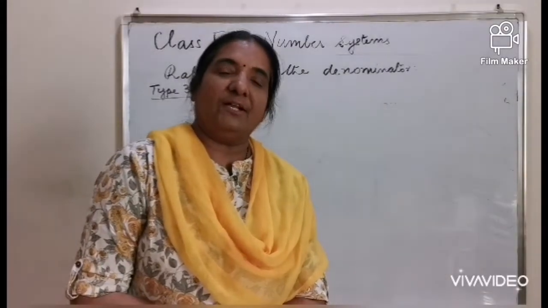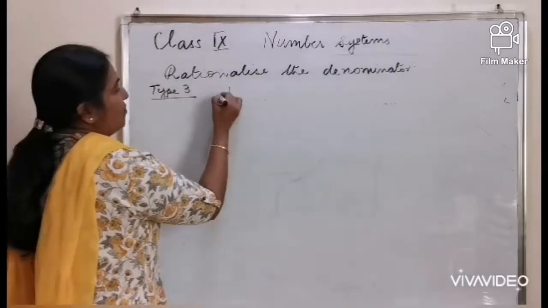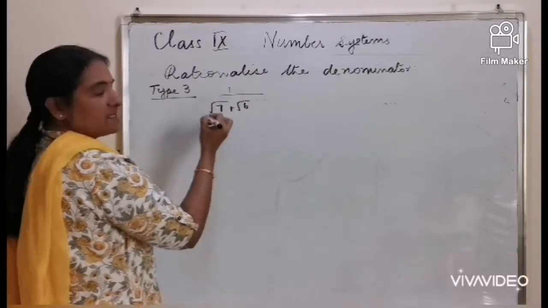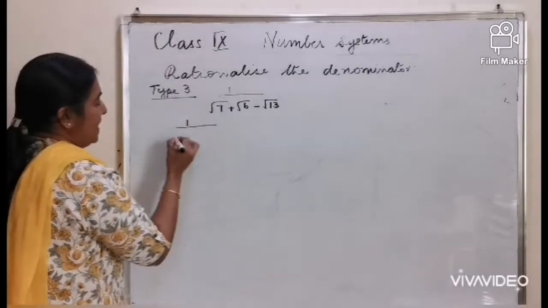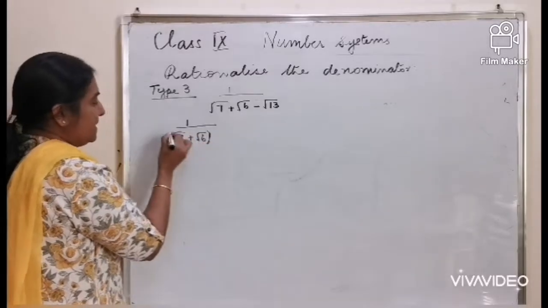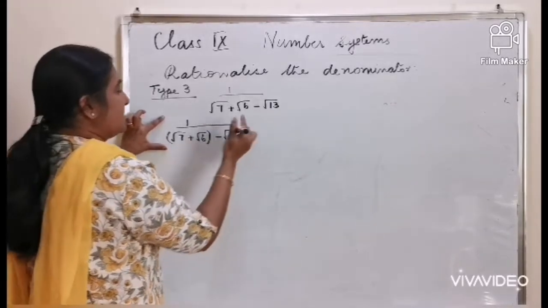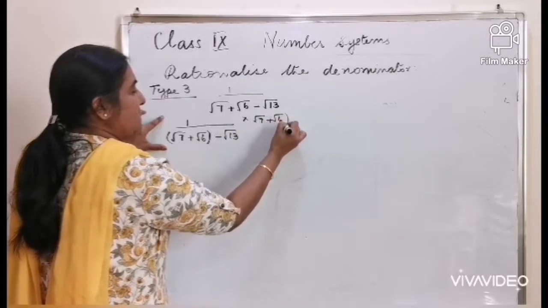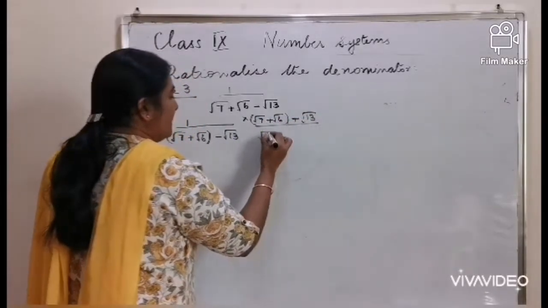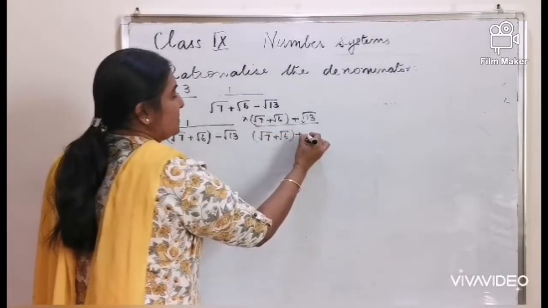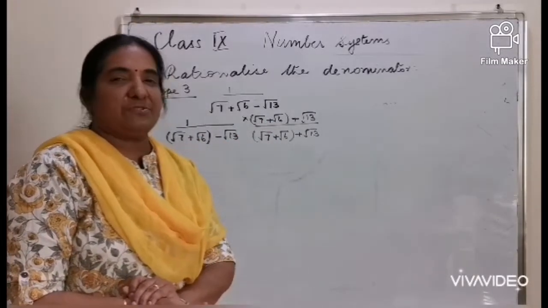One more example with the denominator having 3 terms will help you to understand it very well. Rationalize 1 by root 7 plus root 6 minus root 13. The first step is 1 by root 7 plus root 6 grouped as a single term, minus root 13. The conjugate of this term will be root 7 plus root 6 plus root 13. Make sure that this sign will not change because we are considering root 7 plus root 6 as a single term.